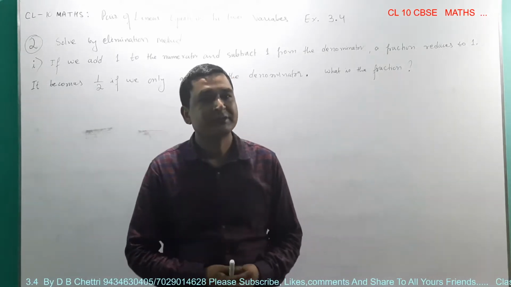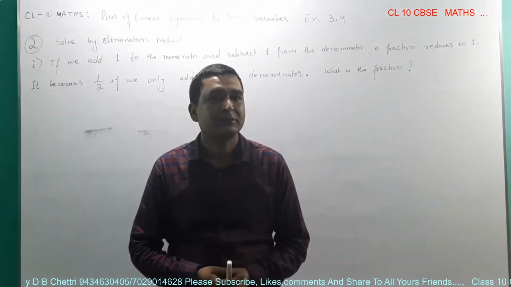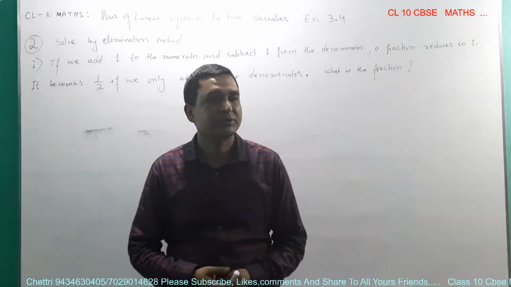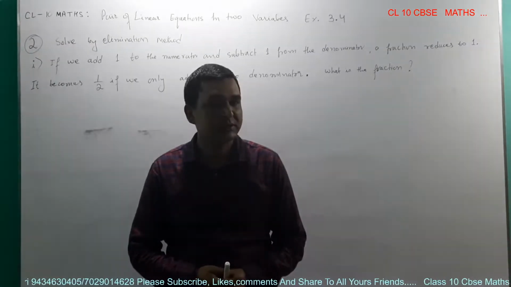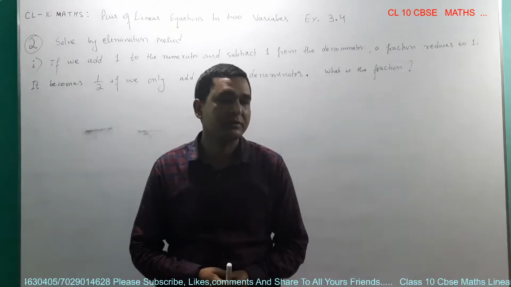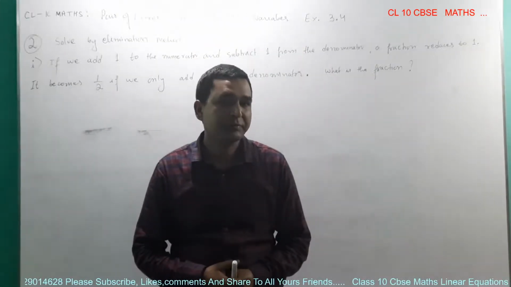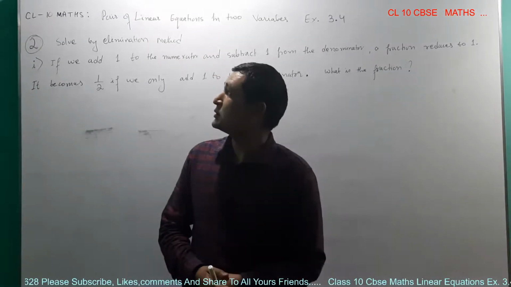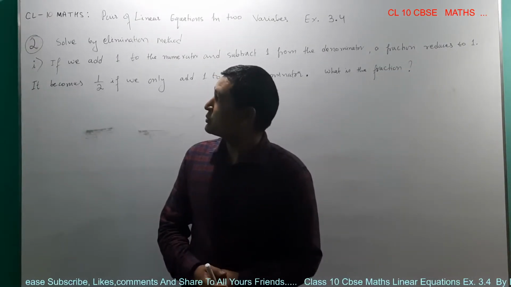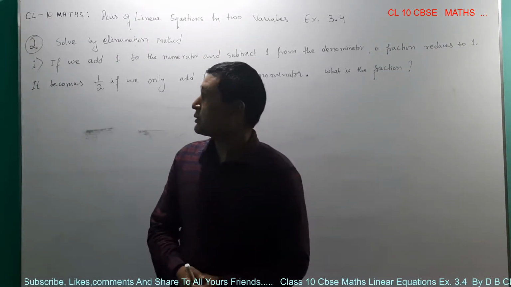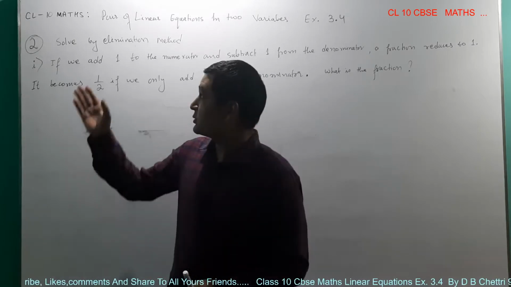This is class 10 CBSE mathematics. We are using the NCERT book to solve chapter-wise. We are learning the third chapter, pair of linear equations in two variables, exercise 3.4. In today's session we are going to learn question number 2, solve question 1. According to question number 2, I didn't write the whole question.